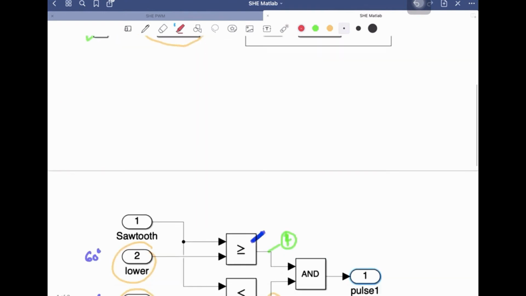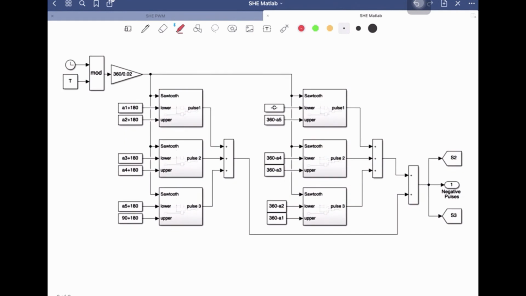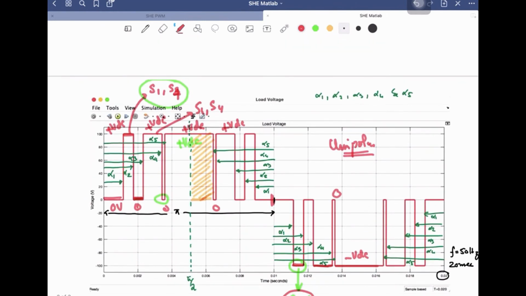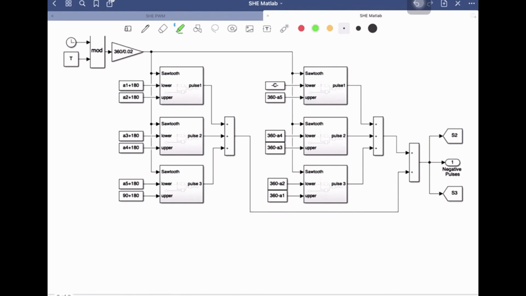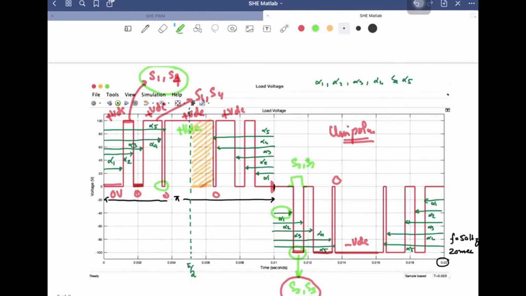Now we talk about the negative half cycle. Here you can see the block diagram for that one. So first, we are going to generate the pulse for the switches S2 and S3, and this will be logic high from this point to this point for S2 and S3. So what is the angle? The angle is alpha 1 and the other angle is alpha 2. So we will be setting the limits 180 plus alpha 1, 180 plus alpha 2. Right? Because up to this point the angle 180 plus alpha 1 will be the starting point of this pulse, and 180 plus alpha 2 will be the ending point of this pulse.